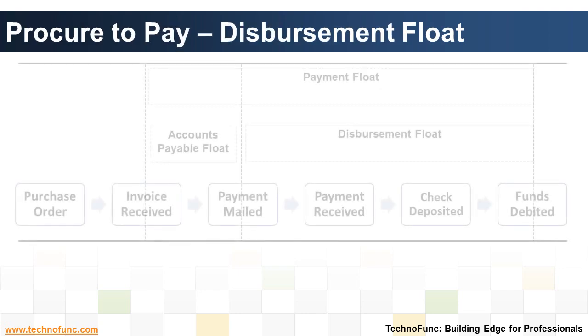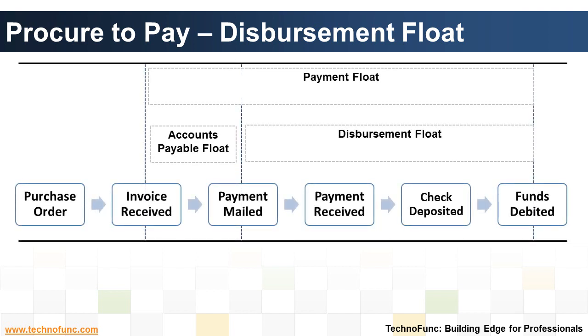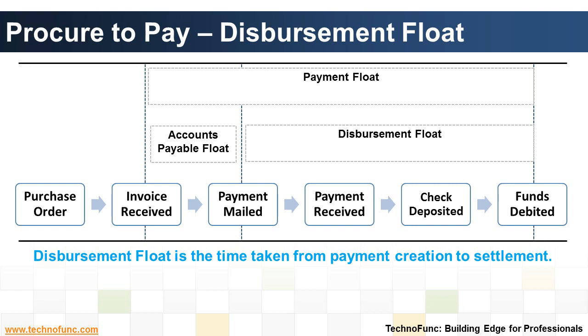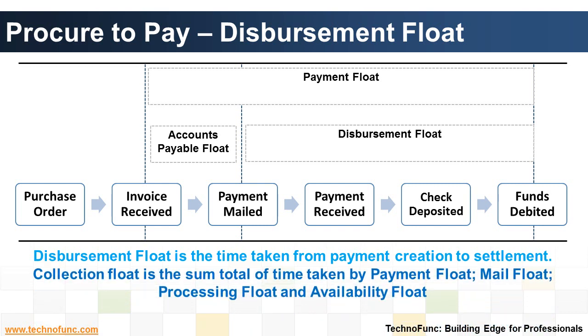Disbursement float is the time it takes a company's payment to be created, mailed, received, deposited, and presented to the drawee bank for settlement. Thus, collection float and disbursement float refer to the same processes and time intervals depending on point of view, one as a customer and another as a supplier. For the company receiving a payment, collection float represents the time it takes an invoice to be prepared, to reach the customer, to receive payment, and for the payment to clear the bank. For the company making the payment, that same interval is disbursement float.